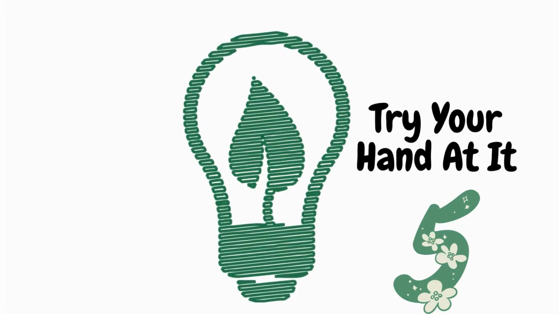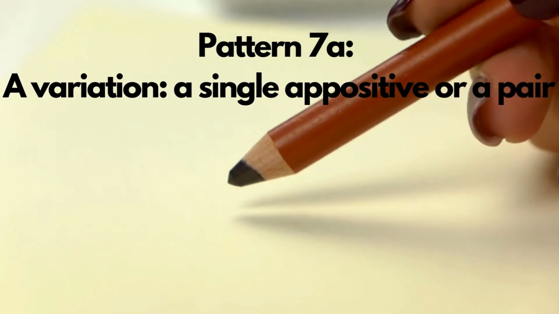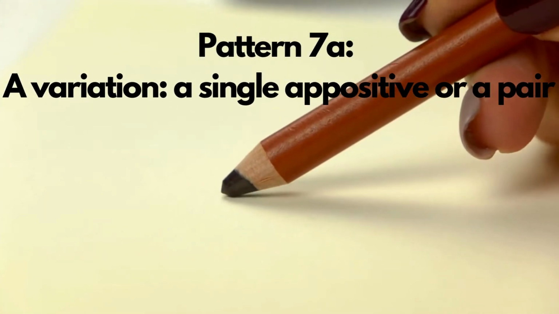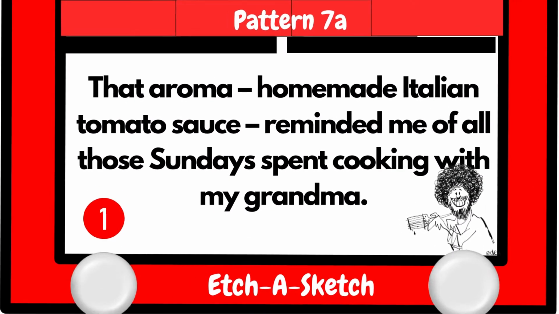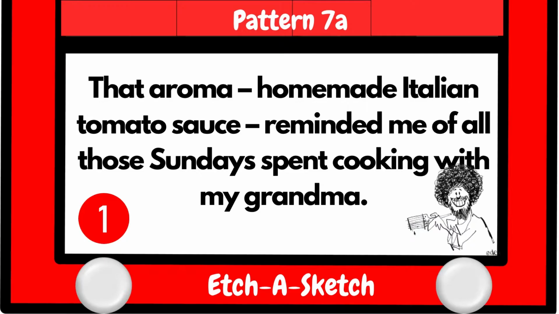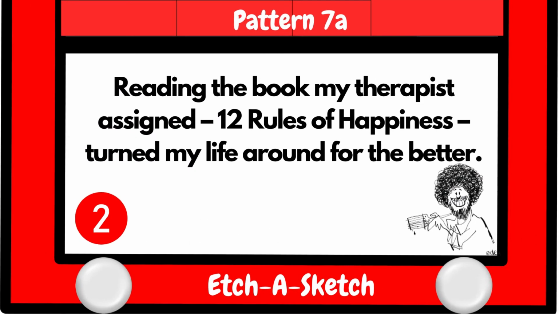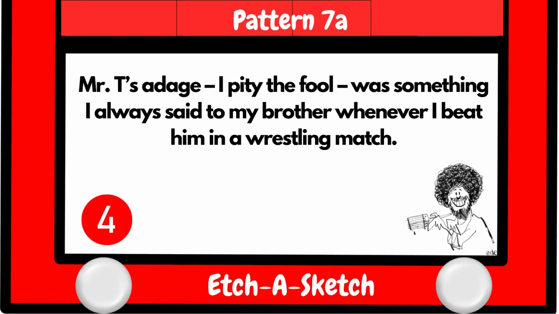So let's do these other ones real quick. There is a pattern 7A, and it's just a variation, a single appositive, or a pair. I'll give you one example here just to give you a sense. That aroma, and look, you're not duoing, you're not trioing, you're not quadrupling, it's just one. That aroma, homemade Italian tomato sauce, reminded me of all those Sundays spent cooking with my grandma. And then if you download the slides, you can see there you got two, three, four, five. They're all there for you.